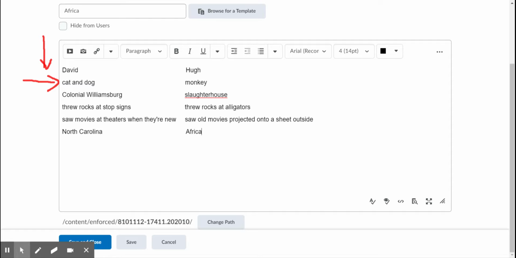The choice is yours as to how you want to write your paper. You can write this direction, you can write this direction. It doesn't matter. That's up to you.